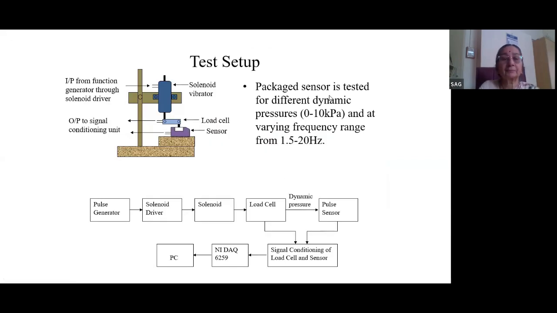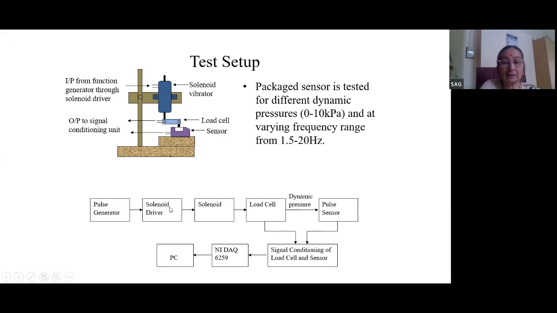We tested these films for the response to different dynamic pressures from 0 to 10 kPa and at varying frequency range from 1.5 to 20 hertz, to see how they will respond and what the sensitivity is. So for this we used a load cell for testing the pressure. A load cell is put on the sensor, and the solenoid vibrator was used for giving the pressure on the sensor for measurement.